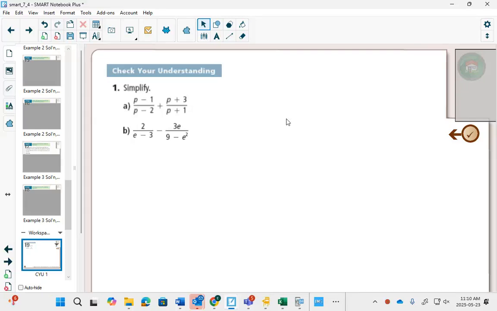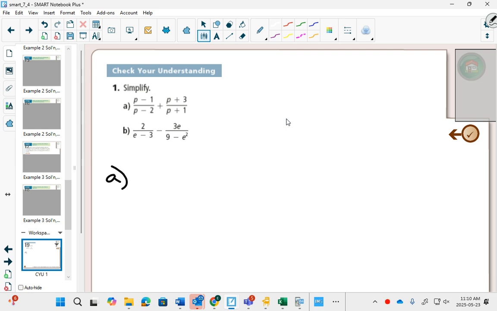Today we're going to be doing more of the same from yesterday, which is adding and subtracting fractions, but we're going to add more factoring to it. So if there's factoring to be done, we'll need to do that first in order to add or subtract fractions. This first one actually doesn't involve any factoring.